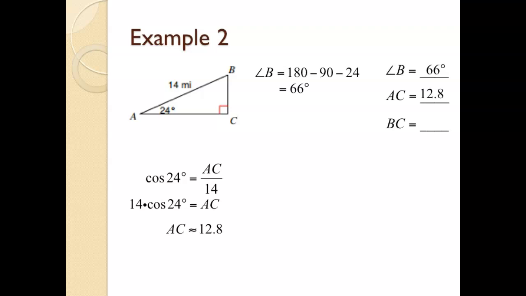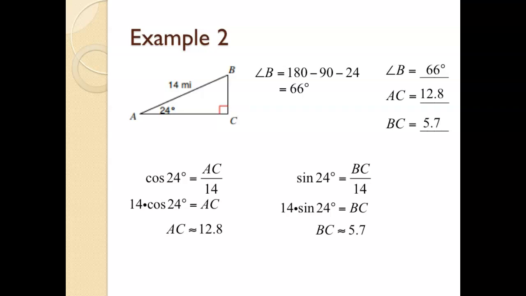Alright, and now we have to solve for BC. BC is opposite the 24 degree angle, and we're given the hypotenuse. So using the opposite leg and the hypotenuse, we're going to use the sine ratio. So sine of 24 is equal to BC over 14. Multiply both sides by 14, and that gives me that BC is about 5.7.